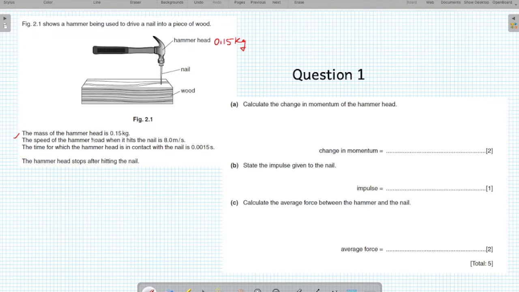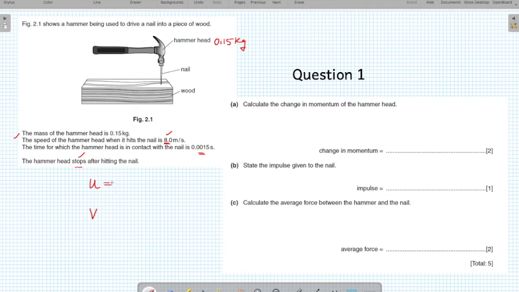The speed of the hammer head when it hits the nail is also given to you. The time for which the hammer head is in contact is also given to you. So I am putting some marks on the data which is given to us. The hammer stops after hitting the nail. So some data is given. From these set of data we can also find the initial velocity and we can find the final velocity.